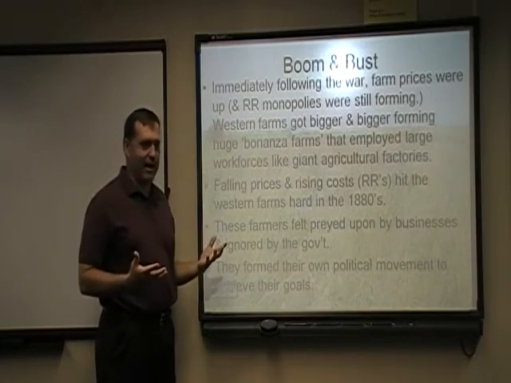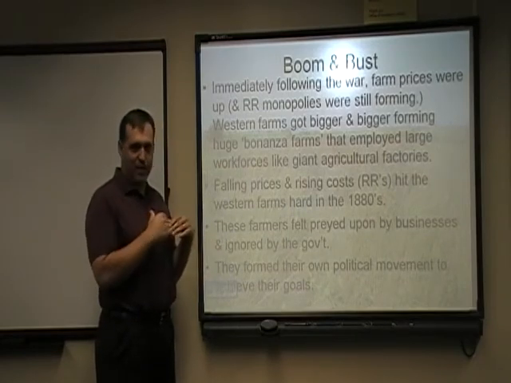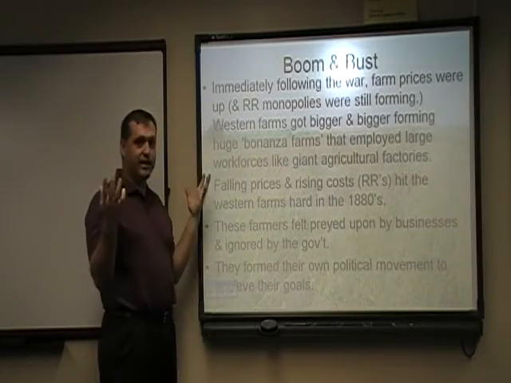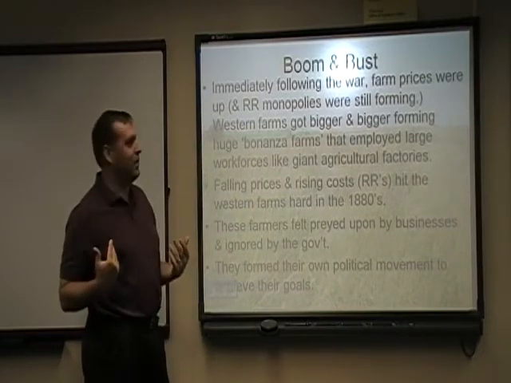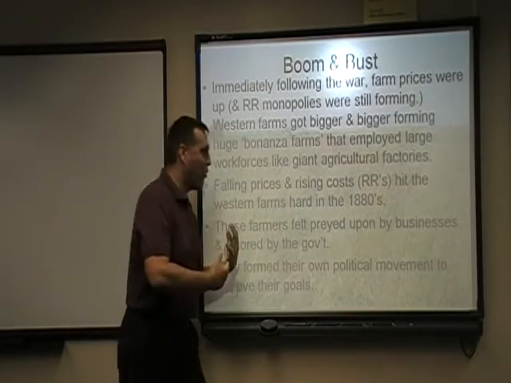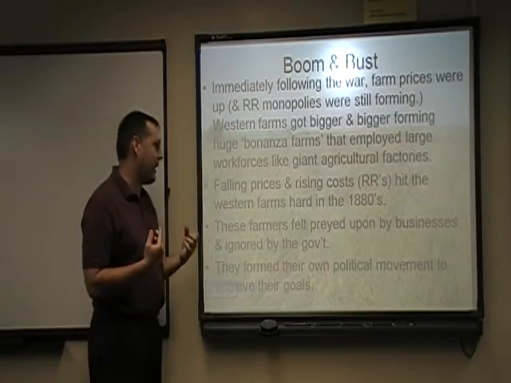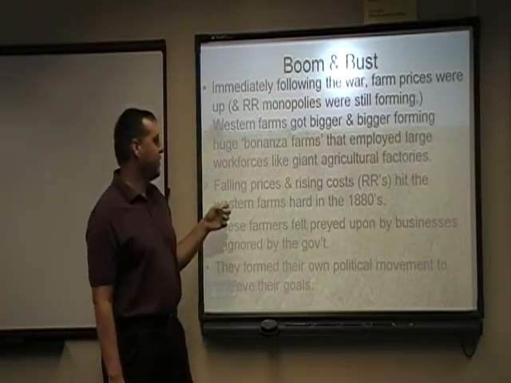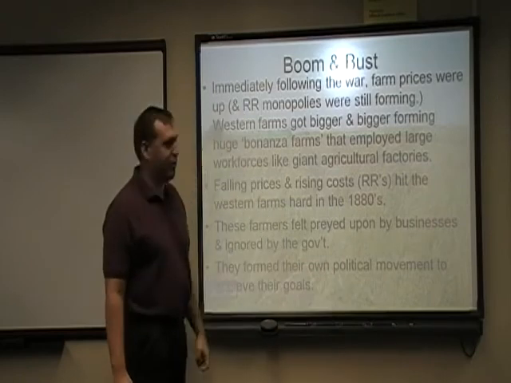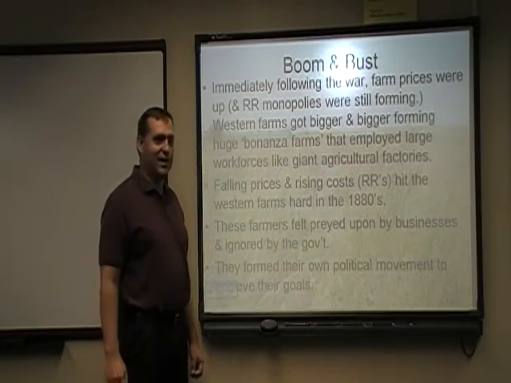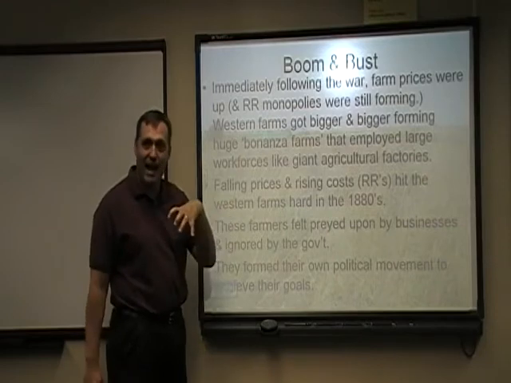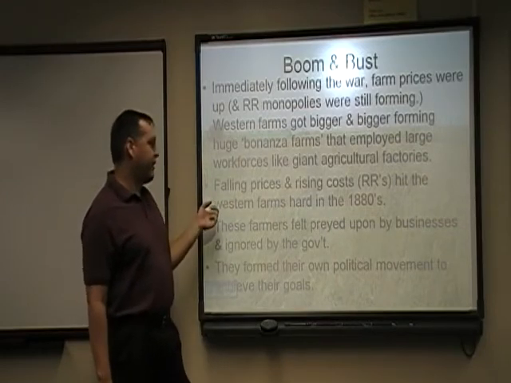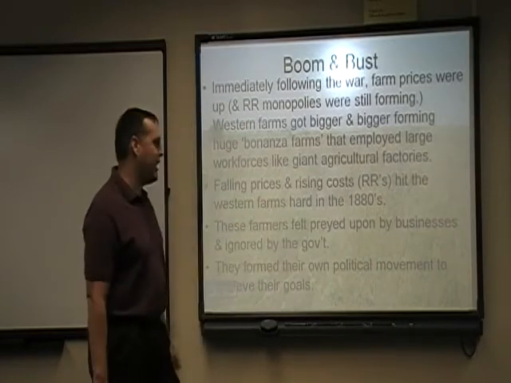Well, if you know anything about economics, as the supply of this product, in this case agriculture, increases, that means the price is going to decrease because more and more people are getting into the farming business. That's going to cause falling prices, which means the farmers aren't going to be making a whole lot of money. You're also going to see rising costs. The railroads are really figuring out that they can charge whatever they want because the farmers have to pay whatever they charge. And so, increasingly, by the late 1880s, Western farmers are getting hit pretty hard.